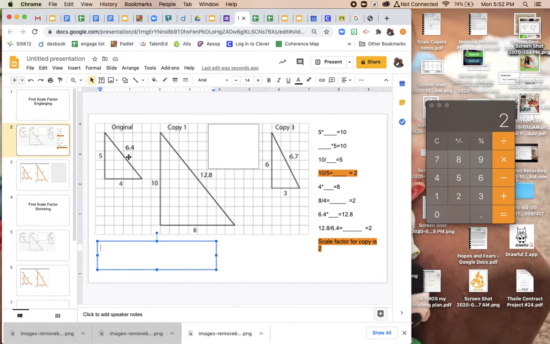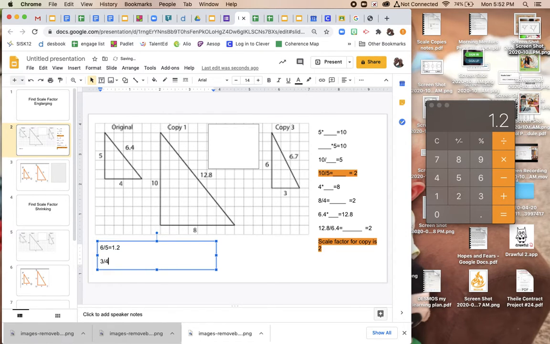I'm going to do the same thing from my original to the copy, right? So I need to figure out 5 times what is 6. So that means 6 divided by 5 is something. So let's figure out what that is. 6 divided by 5, 1.2. But I know I need to check more sides just to be sure. So let's do the bottom, 4 and 3.